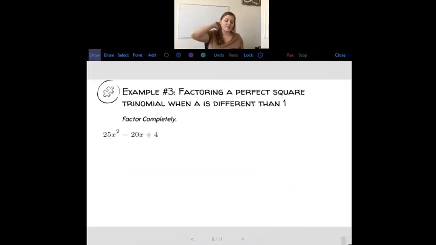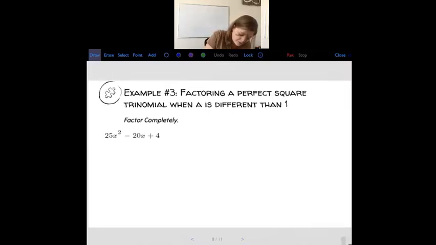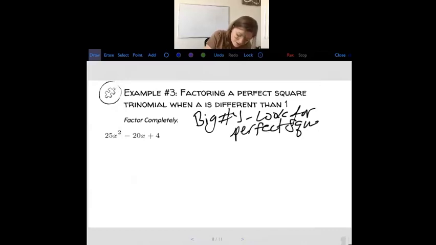Next, factoring a perfect square trinomial when a is different than 1. So when you see something like this, 25x squared minus 20x plus 4, you could do the AC method, the slip and slide, or the x method, but these numbers are going to be really big because they all involve multiplying 25 by 4. But one thing you can note is when you have big numbers, look for perfect squares. Okay, so notice here that 25 and 4 are both perfect squares.